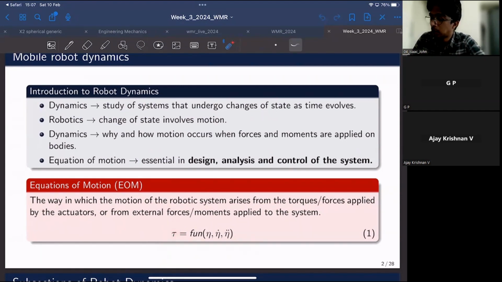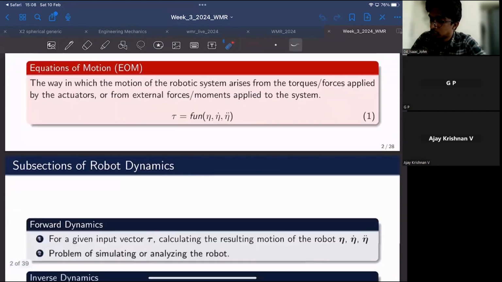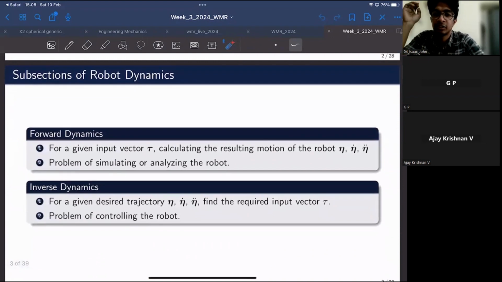Everything comes under this tau vector. And we need to correlate how these forces affect the motion of the robot. So this is basically a function of position. This is a vector actually, eta dot, a three-dimensional vector, eta dot, and eta double dot, right? So yeah, that is about equations of motion.